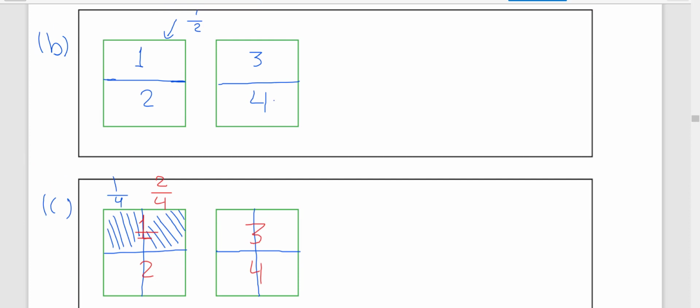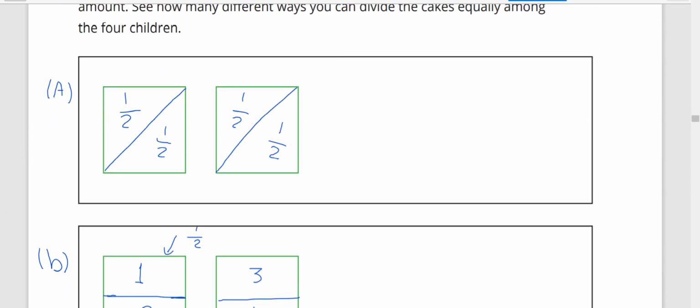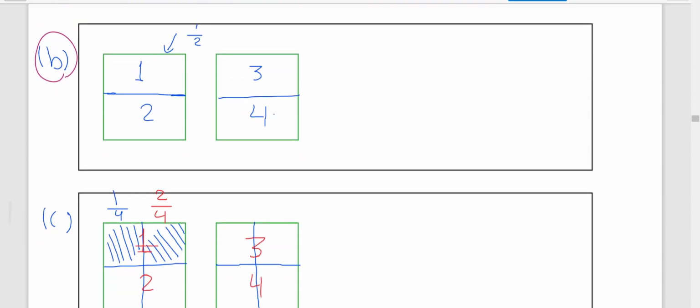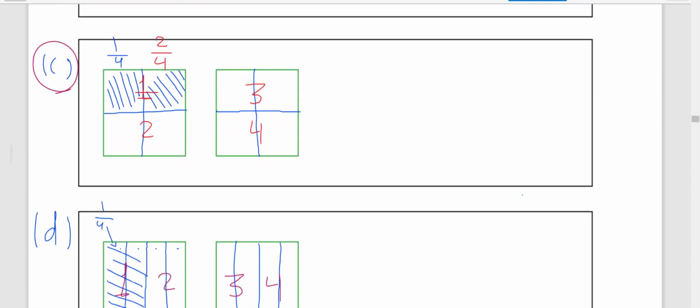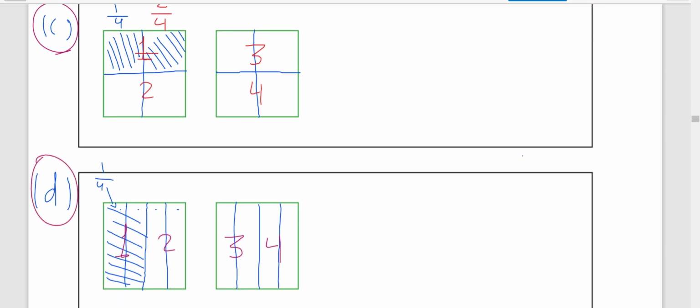In letter A and letter B, each friend has half of the cake. And in letter C and letter D, each friend has two fourths of the cake. So is half equal to two fourths?